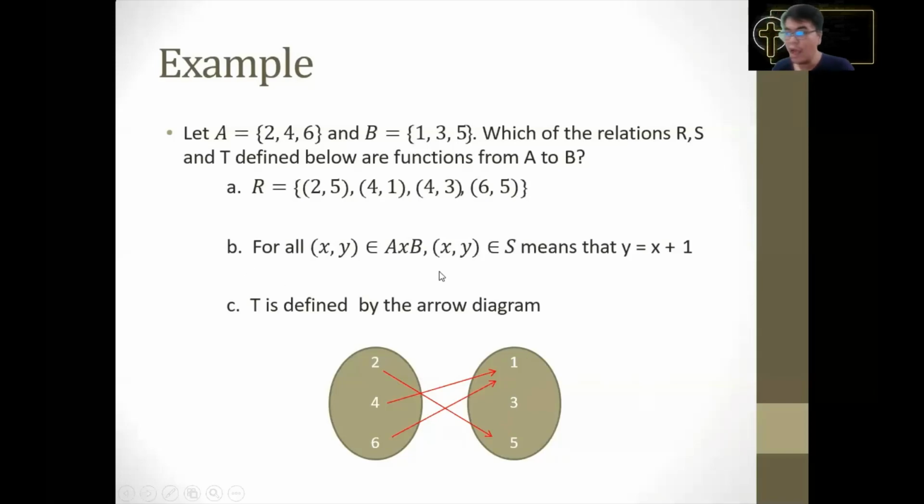Now, how about relation S? For all (x, y) an element of A cross B, (x, y) is an element of S, which means that y is equal to x plus 1. We could say that this is a function because for every element x, there's always a single unique y. If x is 1, then y is 2. If x is 2, then y is 3. If x is 4, then y is 5. So in short, there's only one y for every x.